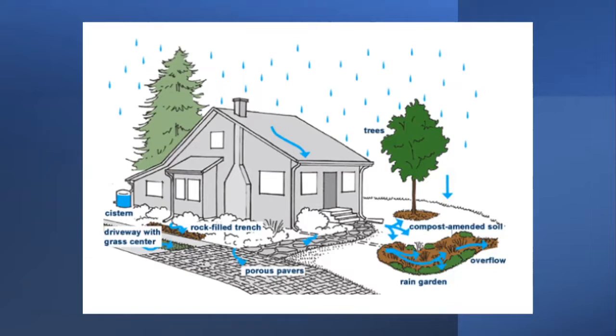Those are some of the main tools that we can use to slow water down. Also just having dry creek beds, keeping that water from running quickly over our soil surfaces is really, really advantageous for us. So we've got lots of options.